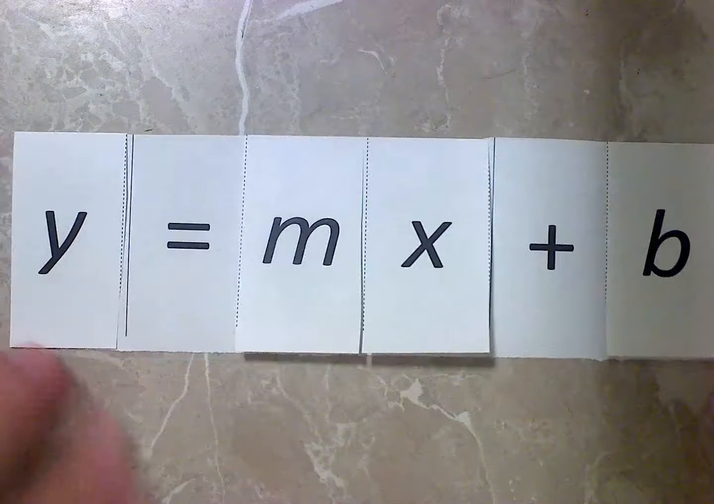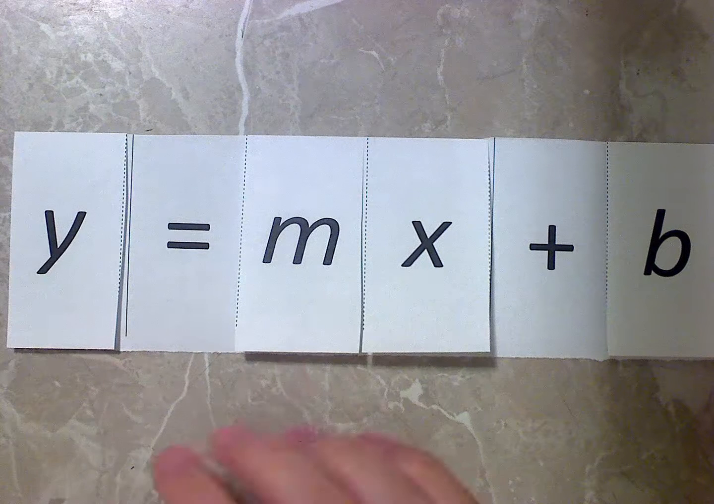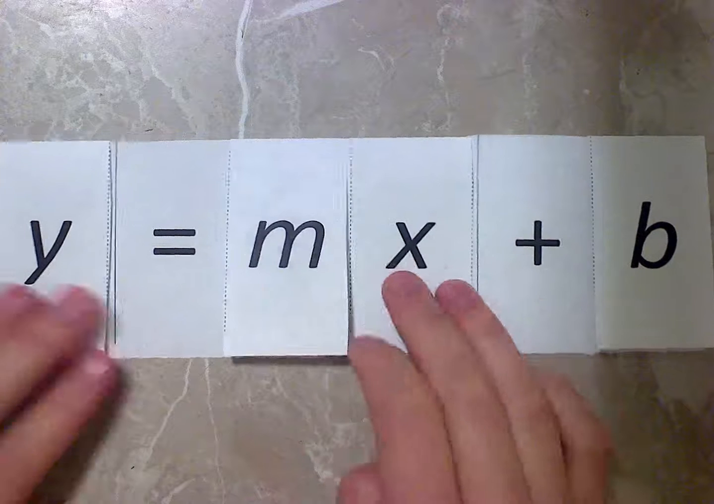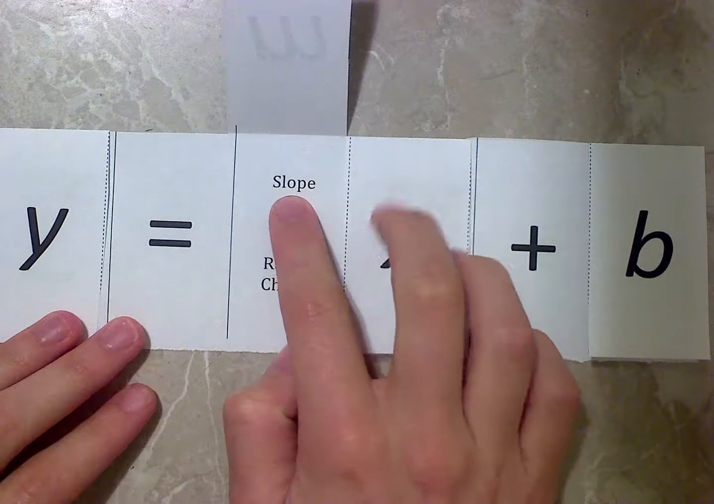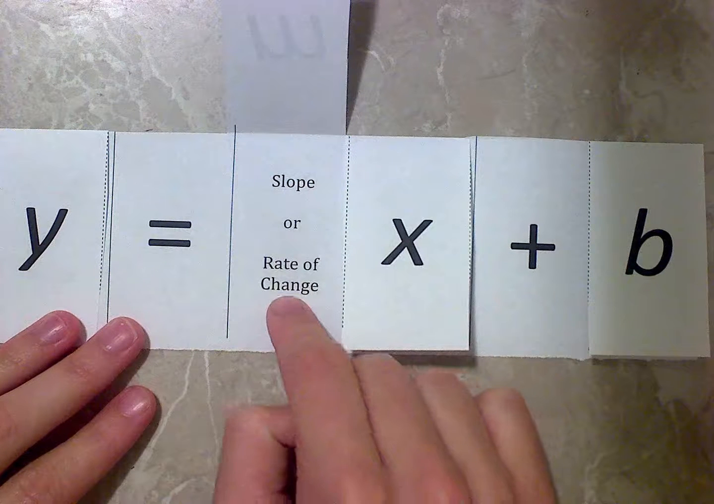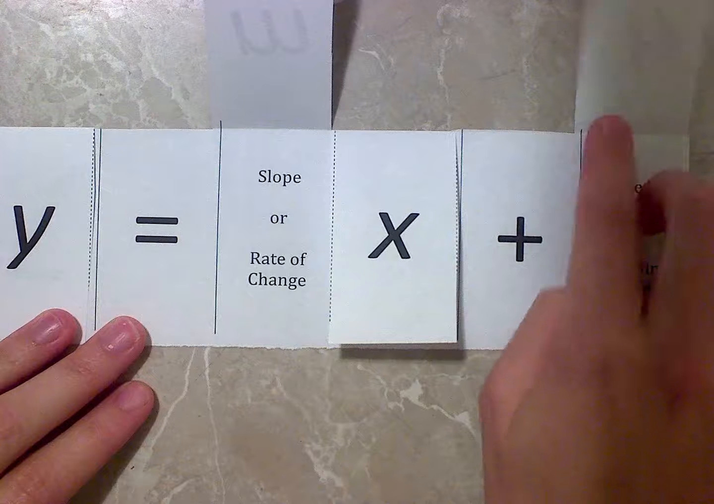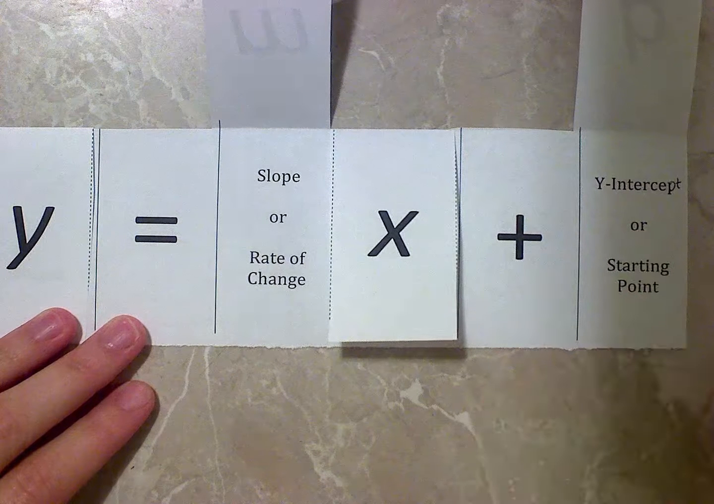Okay, so let's take a look at what we have here. We have y equals mx plus b, which is hopefully feeling very familiar to you. And so there's a few pieces. The two that you're most familiar with already: this is the m, which is slope. M represents slope, and in terms of real life, we talk about the rate of change. And b represents the y-intercept on a graph, or in real life, we talk about it representing the starting point.